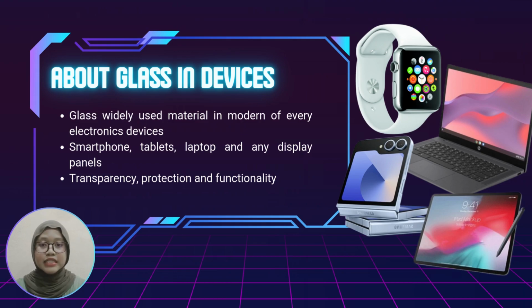From a material science perspective, glass is chosen because it provides high transparency, protection, and also functional performance. Without glass, modern touch screen and any display technologies would not be possible. Therefore, understanding glass as a material is very important for electronic device development.